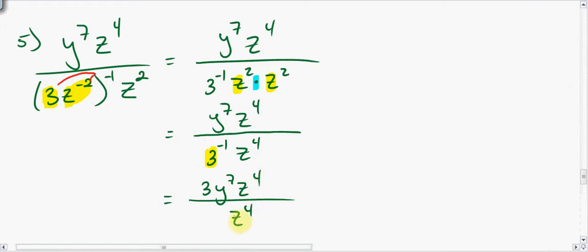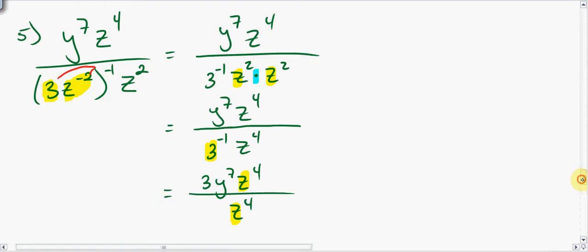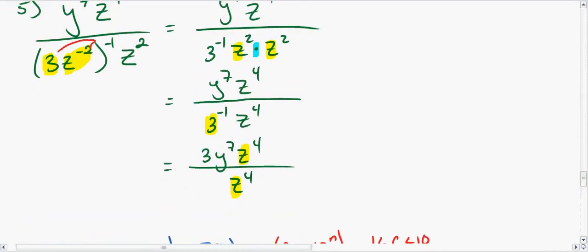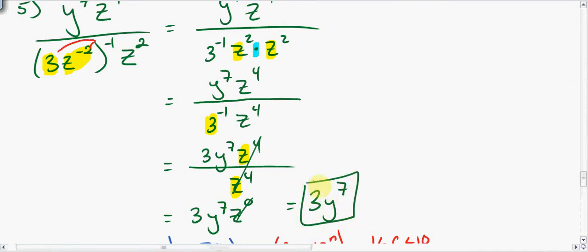Lastly, I notice I have z to the 4th over z to the 4th. Same base. Alright, same base, connected through division, so what do I do? I subtract. 4 minus 4 is 0. So I'm left with 3, y to the 7th, z to the 0 power, and z to the 0 power we know is 1, so that really can just go away. So these guys can cancel. Whenever you do the exact same thing in the numerator and the denominator, it can cancel, and your final answer is simply 3y to the 7th power.